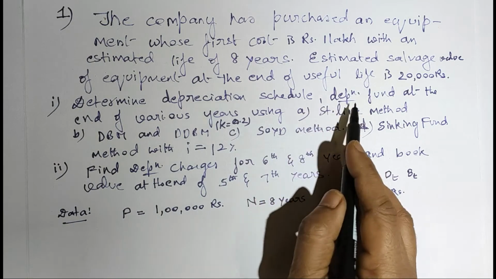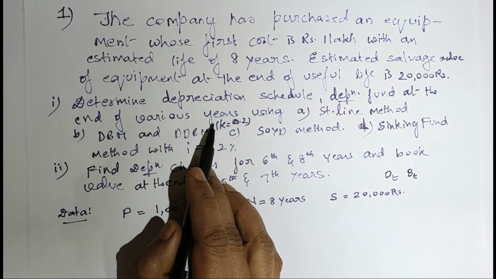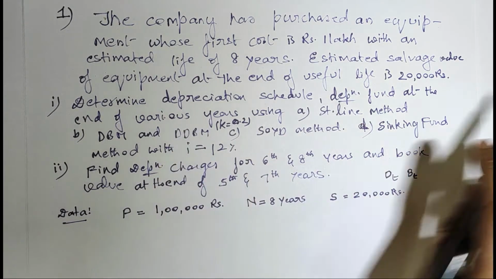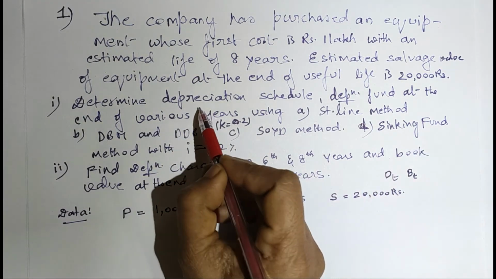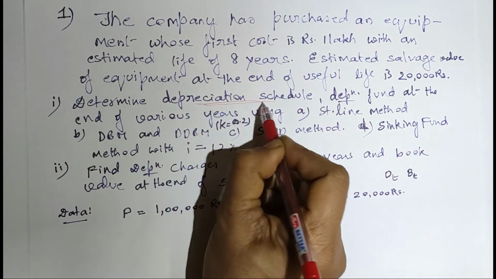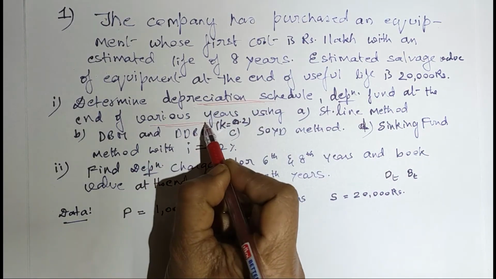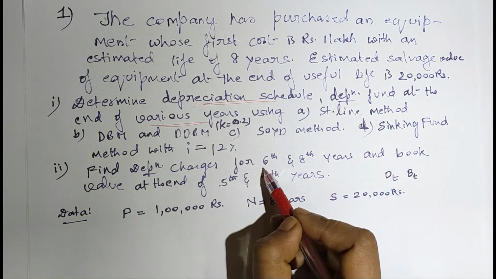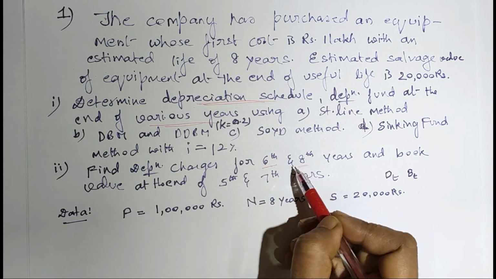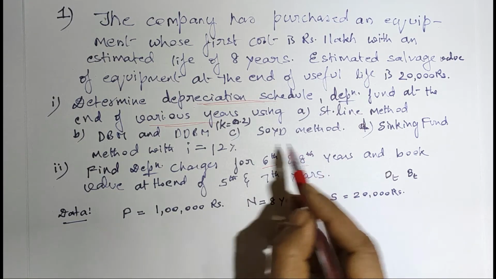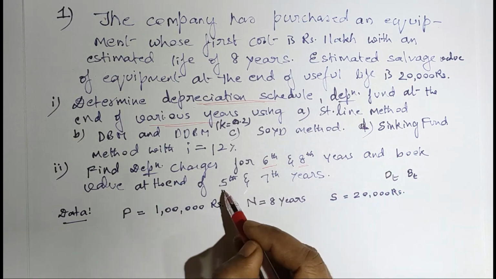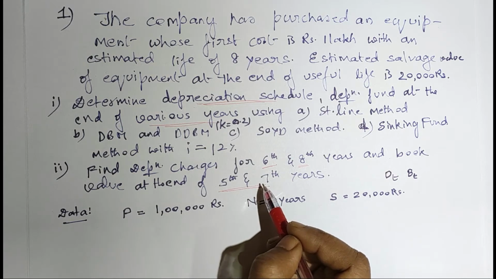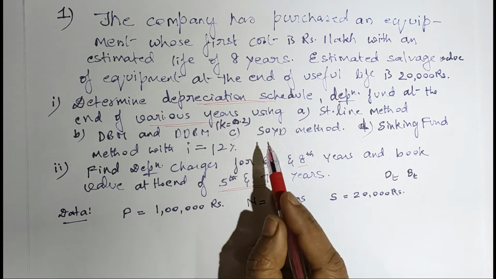Determine depreciation schedule, depreciation fund for various years. What is the difference between this bit and this bit? Here it is asked depreciation schedule for various years. Then we have to go for table form. If it is asked for only 1 year or any 2 years or only 3 years, be it depreciation charges, be it book value, only 1 or 2 or 3 years asked, not for all the years, then there is no need to calculate for all the years using table form.